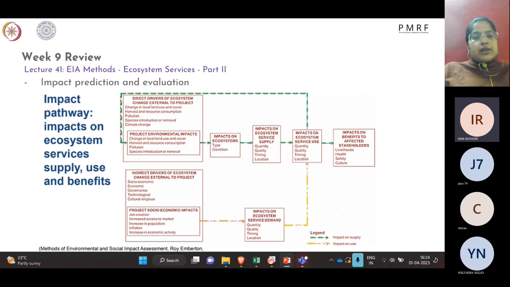Again, impacts can be of two types. You can have direct ecosystem changes, and then you can have indirect ecosystem changes because of your project. Direct changes are like changes in local land use and local land cover, harvest and resource consumption, direct pollution, species introduction or removal of species from the project site, and climate change. Then you identify the impact on ecosystems in terms of types and conditions, and the impact on ecosystem service supply in terms of quantity, quality, timing, and location, and this impact on ecosystem services in terms of impacts on beneficiaries or the affected stakeholders.